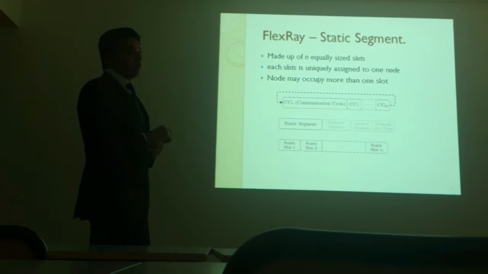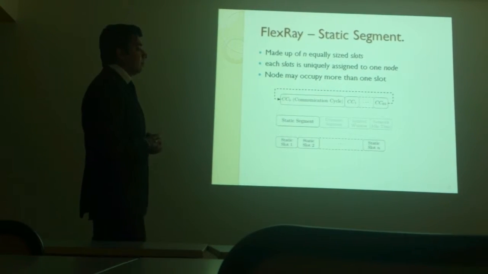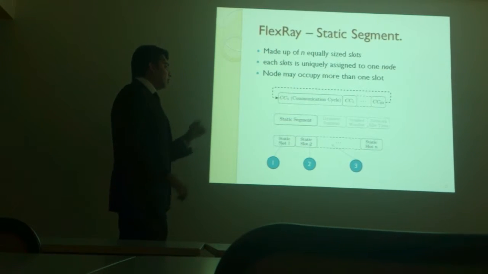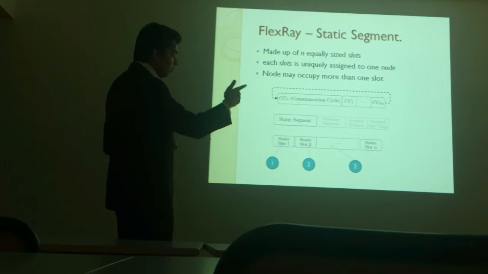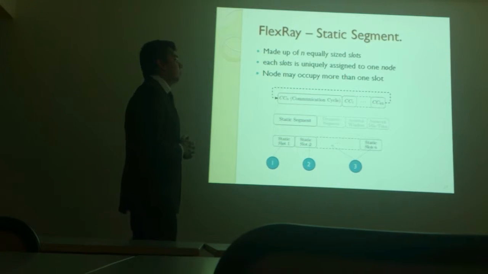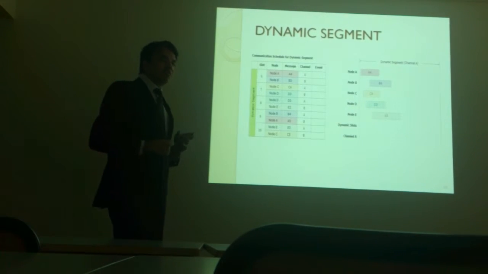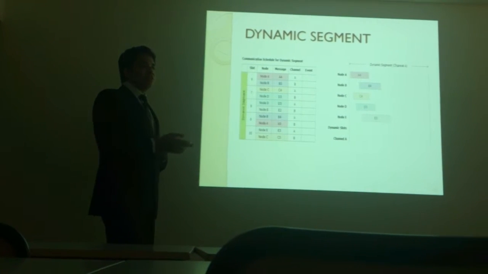This is just a graphical implementation. Here we can see that node 1 is assigned to static slot 1, node 2 is assigned to static slot 2. Node 3 is assigned to a random static slot, and also a dynamic segment. A dynamic segment in a FlexRay message is quite optional. A dynamic segment is used only for asynchronous processes.